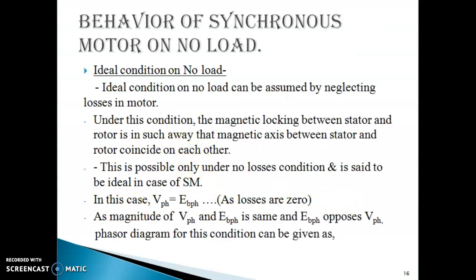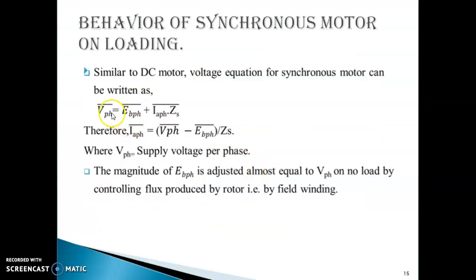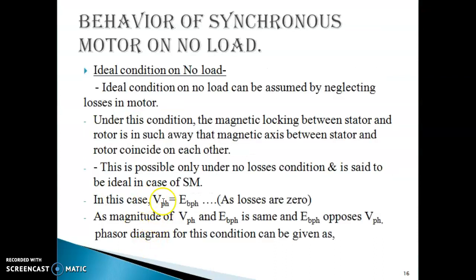Now, as we have discussed, this is the most important equation, VPH is equal to EBPH plus IAPH ZS. This IAPH ZS is nothing but the losses. And what is our first condition? No load, no losses. So these losses are 0, and our equation will become VPH is equal to EBPH. So see here, our equation VPH is equal to EBPH as losses are 0. Now the magnitude of VPH and EBPH is exactly the same, but their directions are opposite according to Lenz's law. EBPH will oppose the cause, and the cause is VPH.